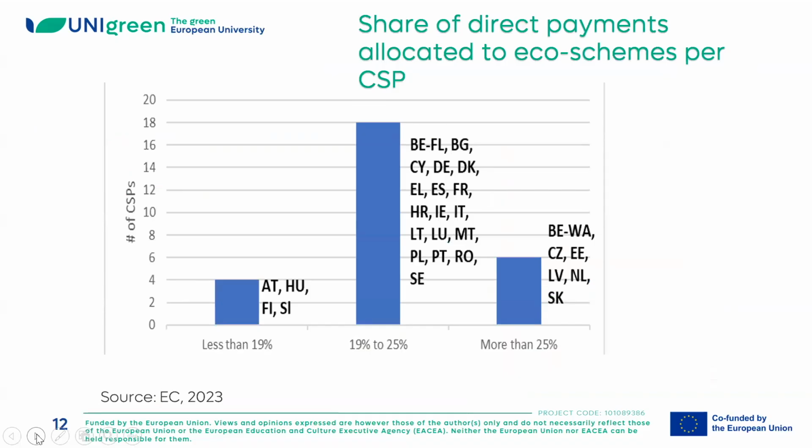You can see on the figure that 18 member states allocate less than 25% to eco schemes. 4 of these member states allocated around 50%, but have allocated more to their rural development program, environmental and climate. On the other hand, 6 member states allocated more than 25% to eco schemes. Bulgaria is in the middle.